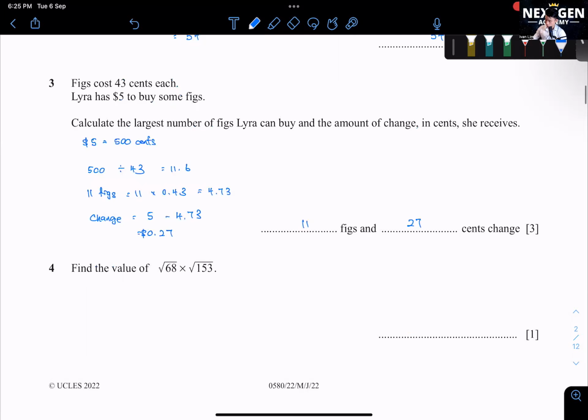All right, question 4. Find the value of root 68 times root 153. This one, you know how to type in the calculator now. Root 68 times root 153. Anyone don't know how to do this?